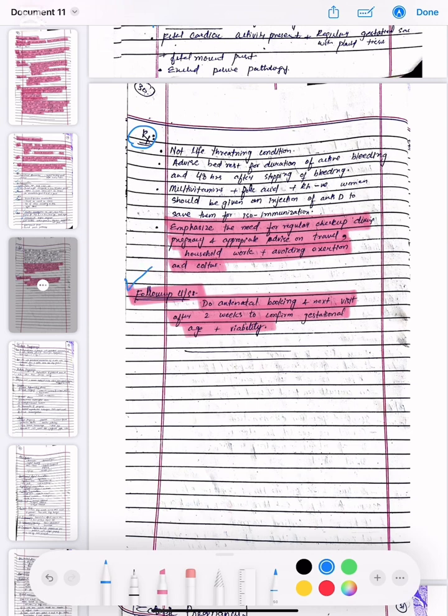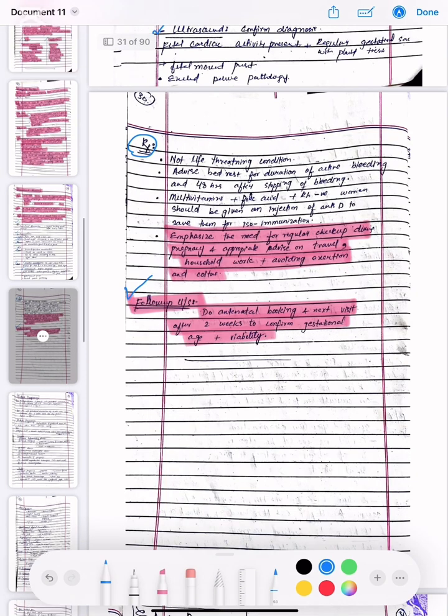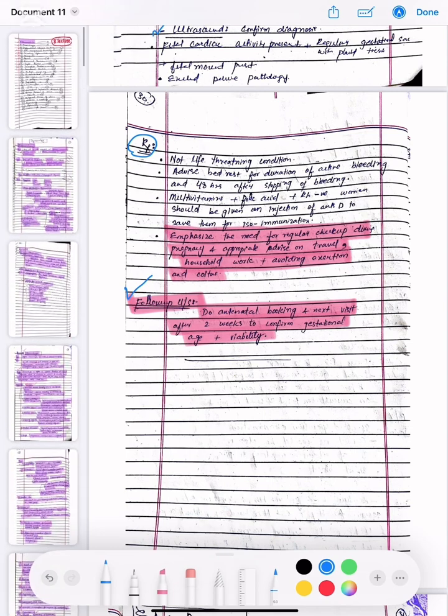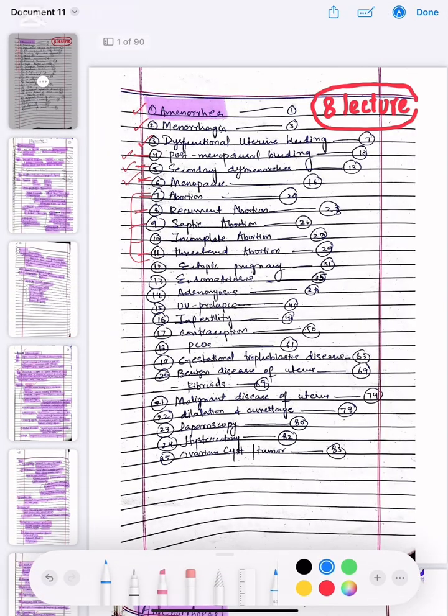So here we have discussed all the types of abortion, that is abortion, recurrent abortion, septic abortion, incomplete abortion, and threatened abortion. In the next section, we will discuss the ectopic pregnancy, the endometriosis, the adenomyosis, and the uterovaginal prolapse.